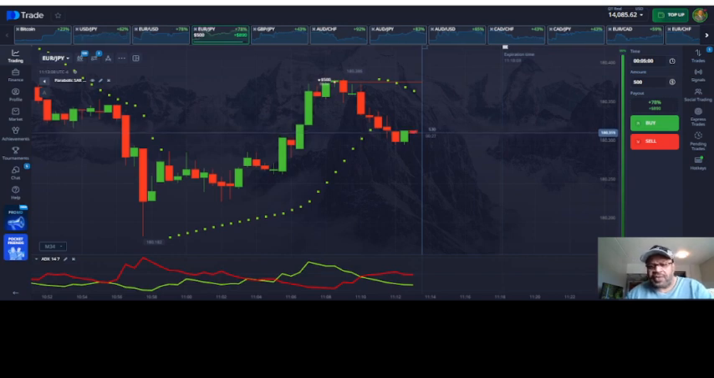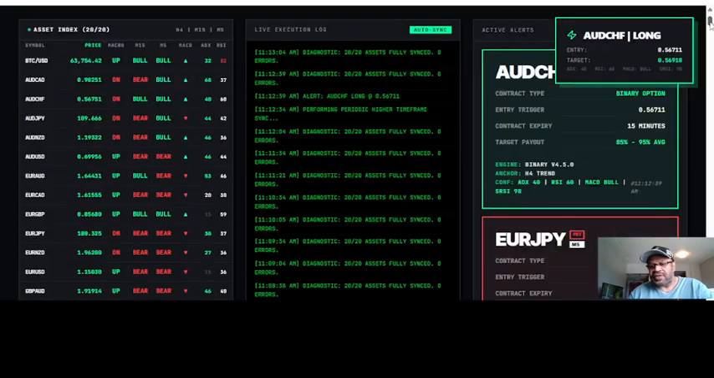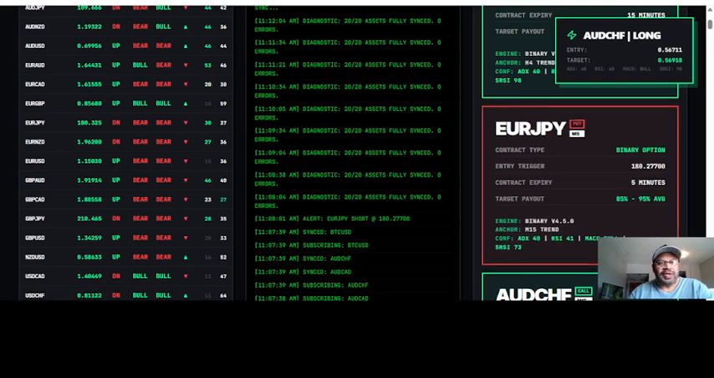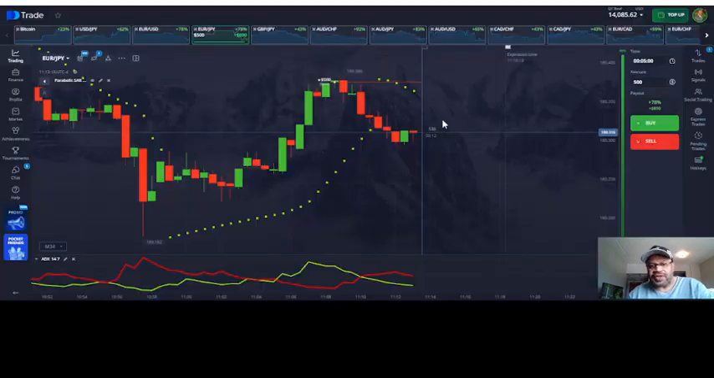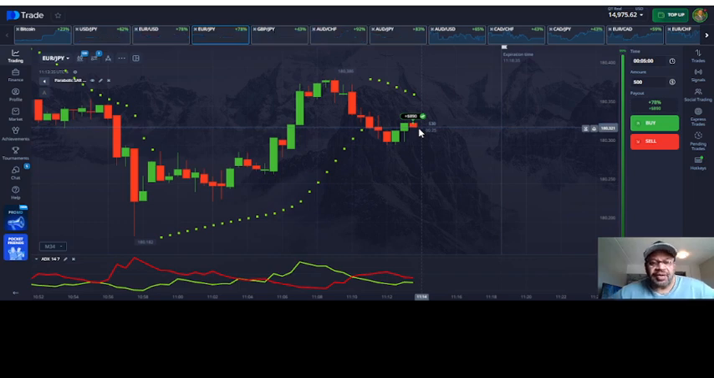Okay, so I'm back on the Euro Japanese Yen short here. There's a few seconds left. The short that I took at this level here, utilizing the Trade Command Quant Engine signal here. This is the short. So let's wait for the expiration of this trade here. Okay, so that trade was in the money. All right, so I'm going to end the trading session here.